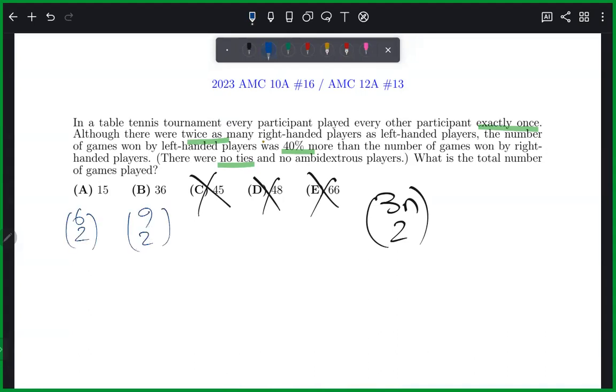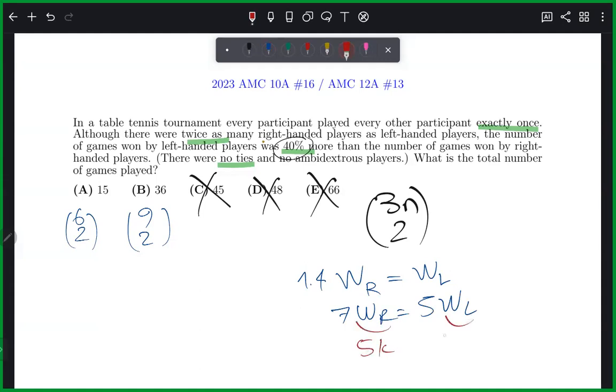These work. Secondly, if we use the percent-related information, let's say that the right-handed players won WR games. So it should be 1.4 times WR equals WL. When we multiply both sides by 5, we get 7 WR equals 5 WL. And we see that if WR is 5K, then WL is 7K.